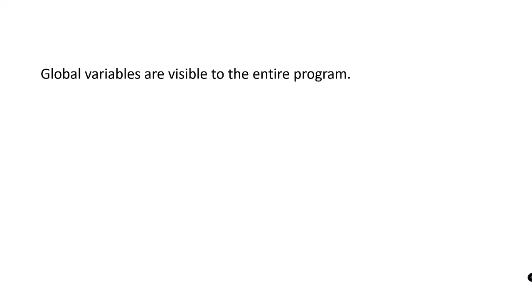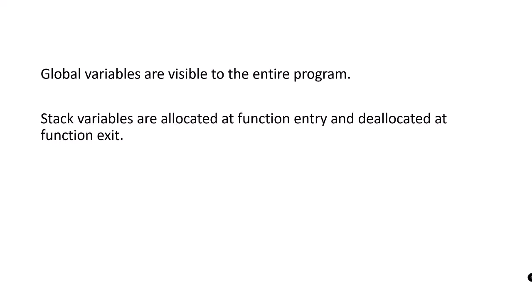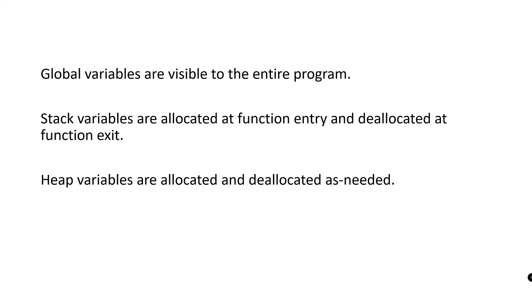Some values in a program are global. They are visible to the entire program. As we've seen, other values can be declared in different scopes that are visible to only a portion of the program. Programming languages use stacks to allocate storage for these variables. Many programming languages also provide a heap for values that don't correspond exactly to a given scope in a program. These heap variables can be allocated and deallocated as needed.